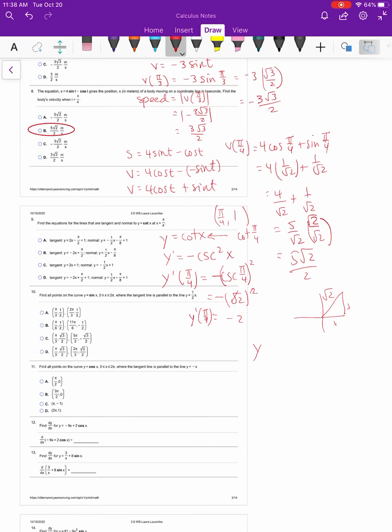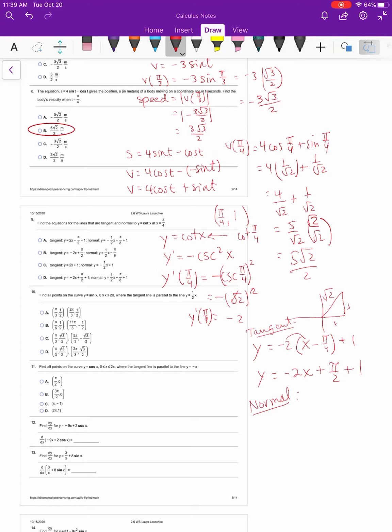So our equation of our tangent line is going to be y equals, I've got my slope of negative 2, or my derivative, times x minus pi over 4, and then plus 1. And they put it in slope-intercept, it looks like. So let's go ahead and distribute that negative 2, negative 2x, and then we've got a positive pi over 2 plus 1. So there's my tangent.